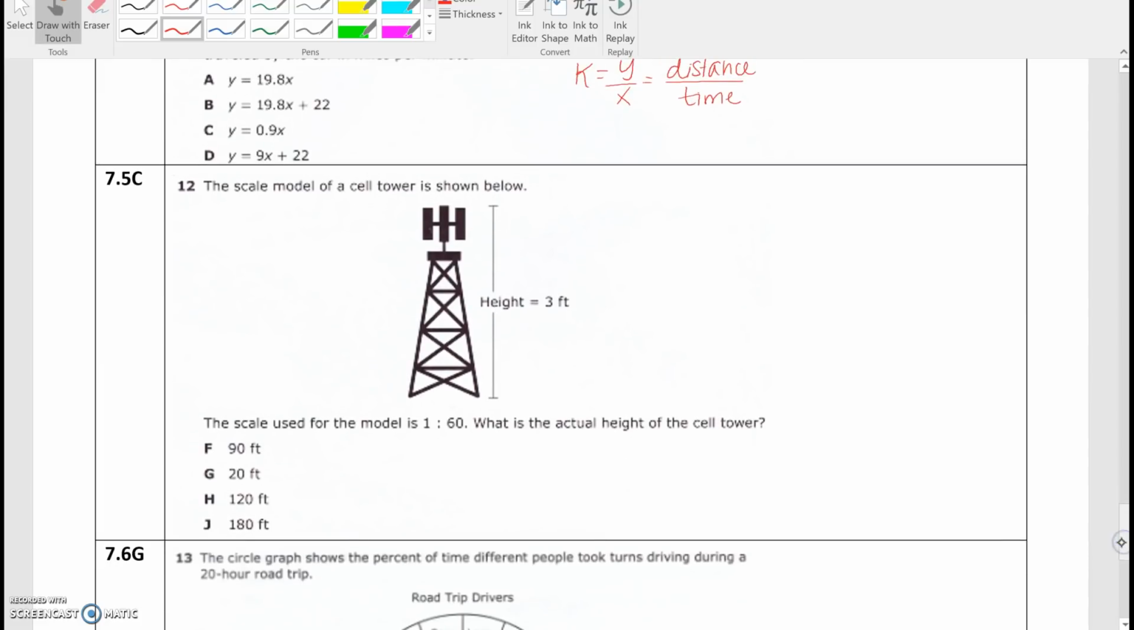Okay, number 12 says the scale model. Keyword here is scale. Scale model of a cell tower is shown. The scale used is 1 to 60. What is the actual height? Remember, with scale, we always set up a proportion and match up scale over actual, or I'm sorry, drawing over actual.